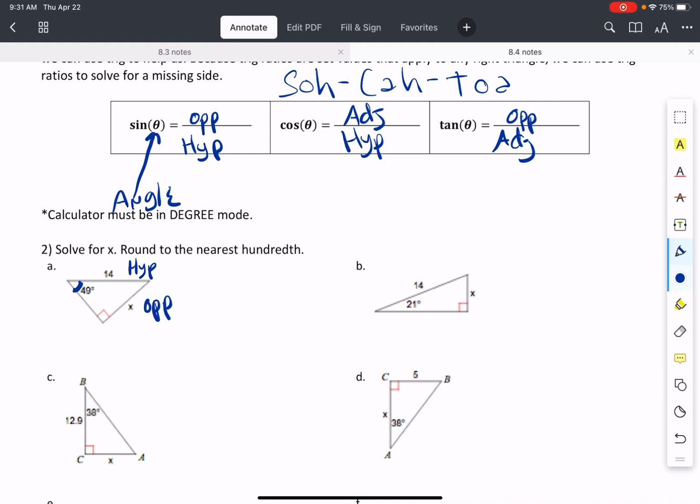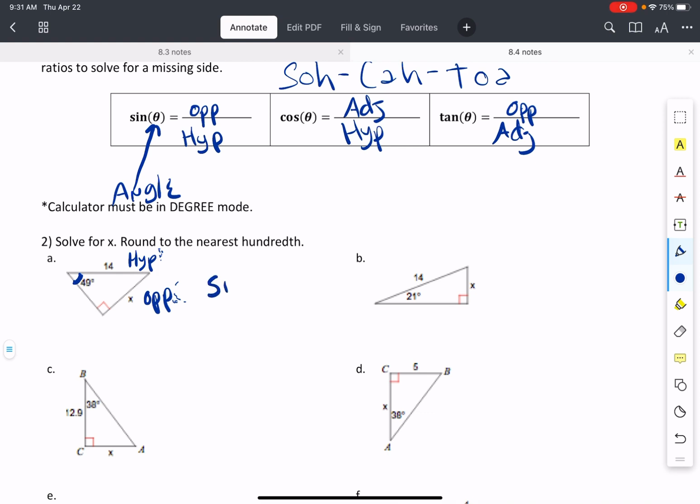So which one do you think I should use? Sin? Lydia, why sine? You got it. Because I'm looking for the opposite and I have the hypotenuse, then I have to use the only trig function that uses those. Does that make sense, you guys? Okay, so then I'm gonna set up my problem. So the angle is the theta. So sine of 49 equals x over 14.